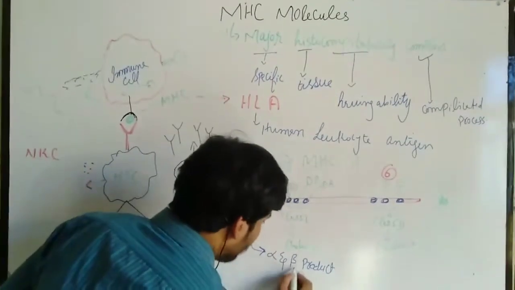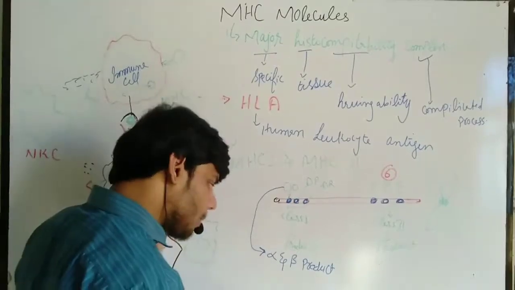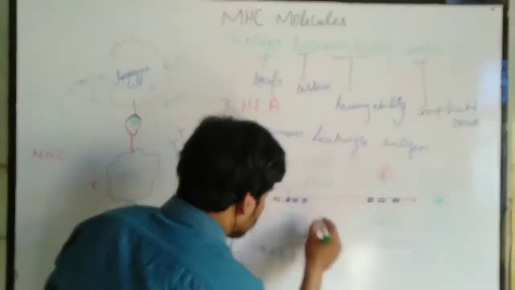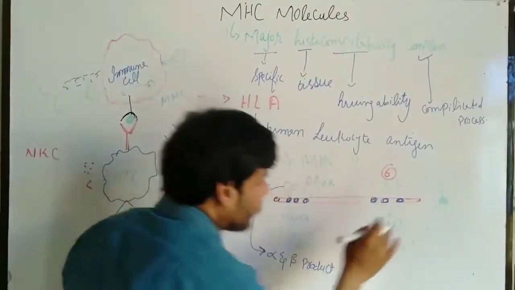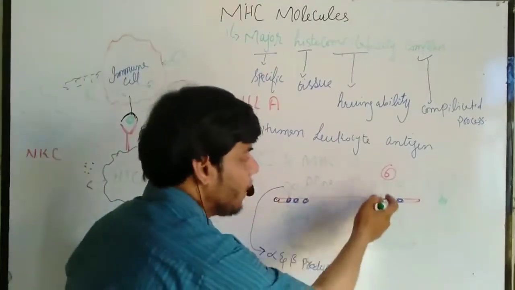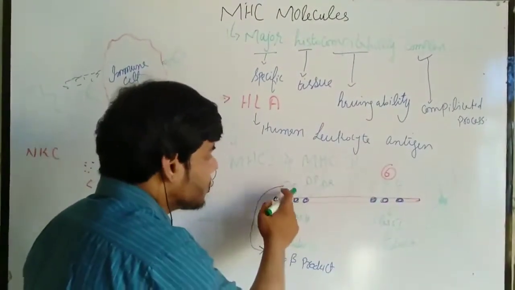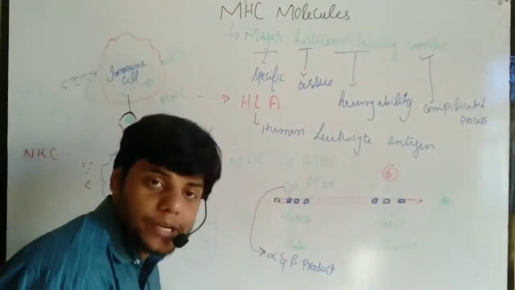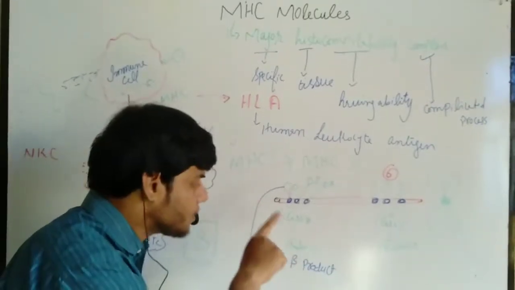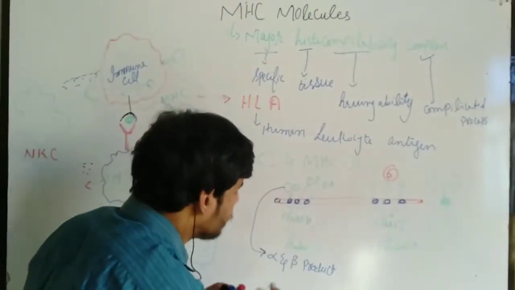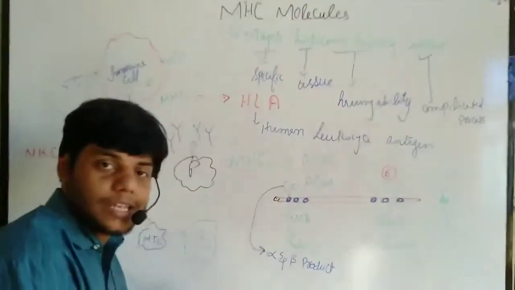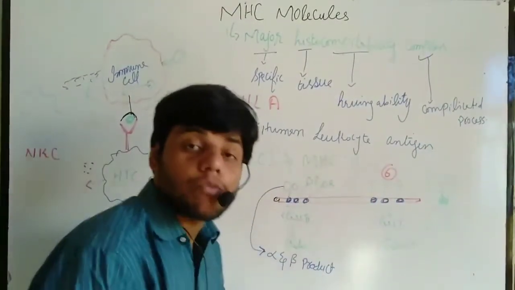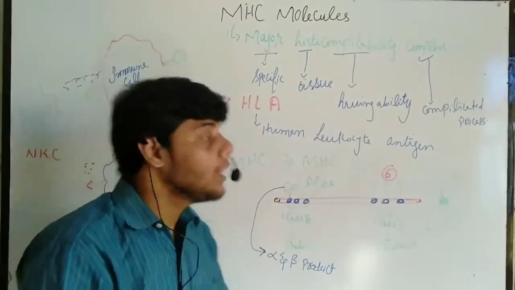Okay, sorry, let's say this is the class 2. Sorry for the mistake, this is the class 1 molecule. Class 1 genes have A, B, C, and class 2 genes have DQ, DP, DR. These three genes are specially responsible to produce the alpha and beta product of the MHC class 2 molecule, not class 1. Inshallah, we will explain the alpha and beta chain in much more detail in the next video on MHC structure.